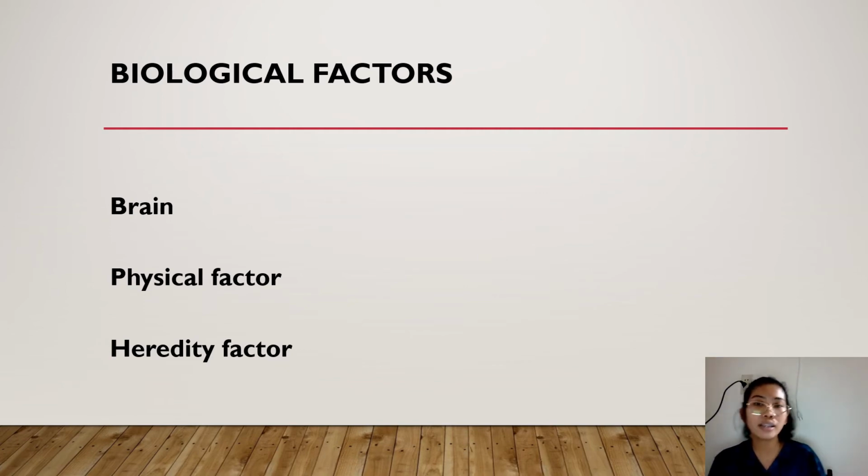The brain: father and son adopt almost the same type of brain stimulation. While physical factors involve height, color, health status, and beauty of the person. And hereditary factors are the factors that affect the physical features, intelligence level, attentiveness, the gender, temperament, various inherited diseases, and of course, our energy level.